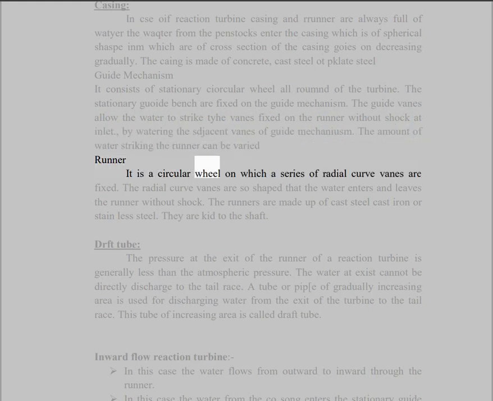Runner. It is a circular wheel on which a series of radial curved vanes are fixed. The radial curved vanes are so shaped that the water enters and leaves the runner without shock. The runners are made up of cast steel, cast iron, or stainless steel. They are keyed to the shaft.